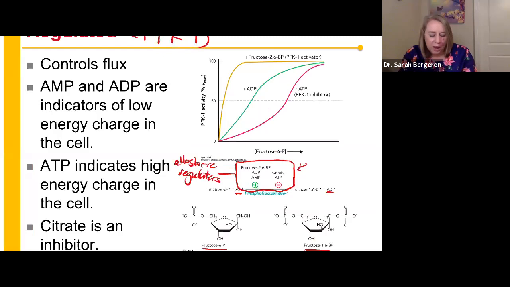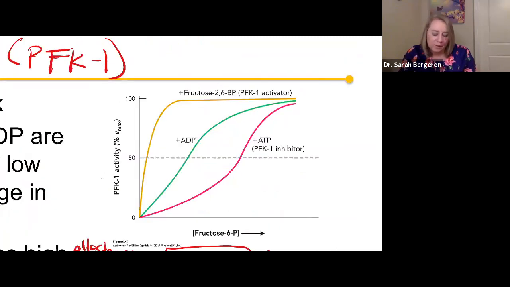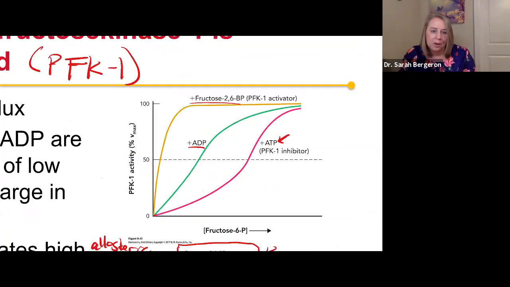So if you look at a graph of activity of the enzyme versus our substrate concentration, what you can see is that depending on what allosteric regulators are present is going to control enzymatic activity. So if we have ATP, ATP is supposed to be our inhibitor. What are you going to do? You're going to slow down your reaction. If you add ADP and you add fructose 2,6-bisphosphate, both of those are going to activate our enzyme, and so you'll see the kinetics of the reaction speed up, right?